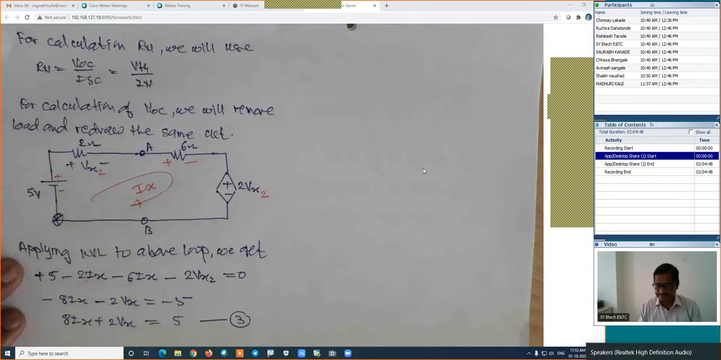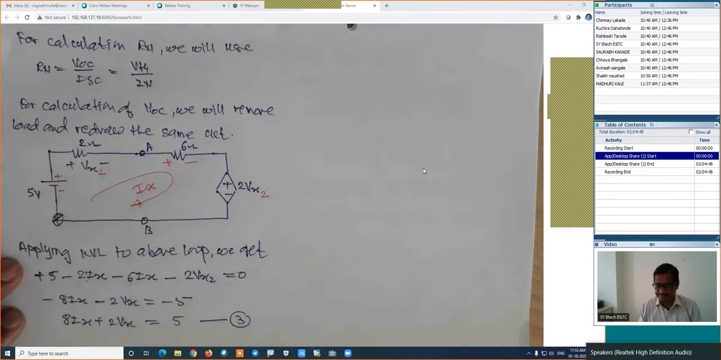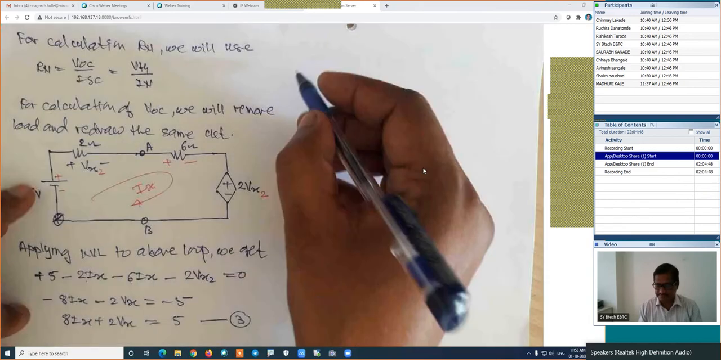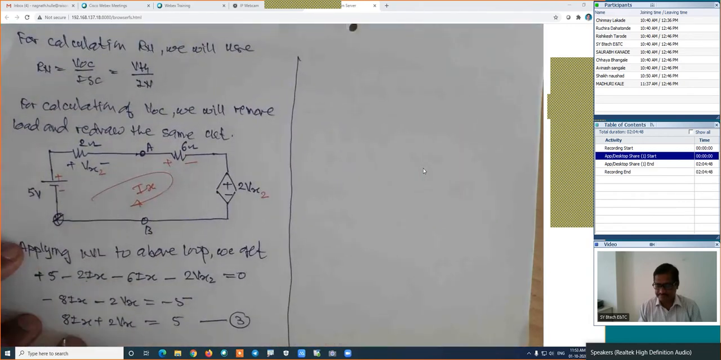We have two unknowns, and how many equations do we have? Only one. For this figure, we have only one equation. Now, anyhow, we have to prepare another equation to find the values of the unknowns. We are interested in Ix or Vx.